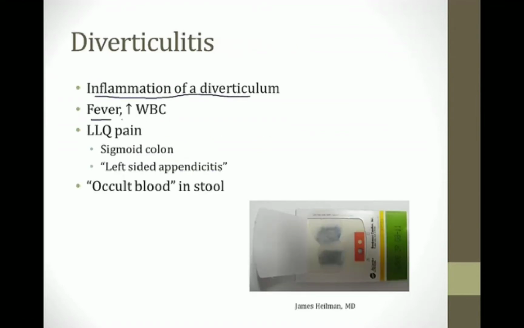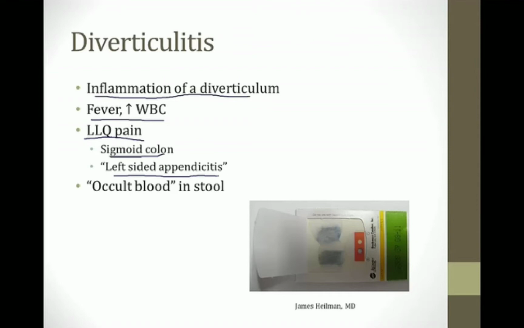It presents with fever and elevated white blood cell count from the inflammation. It classically presents as left lower quadrant pain. That's because usually diverticulitis occurs in the sigmoid colon. It is sometimes called left-sided appendicitis because it has rebound tenderness and other signs and symptoms of appendicitis. However, it occurs on the left side of the abdomen.